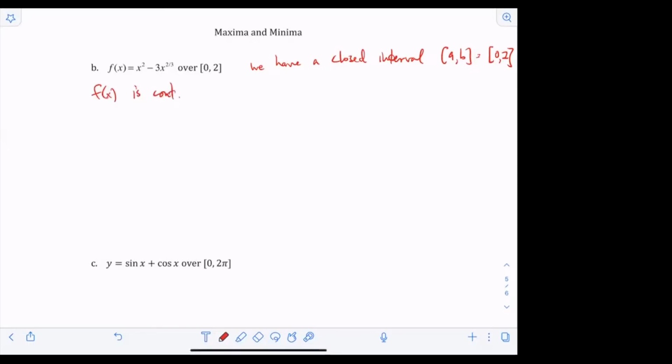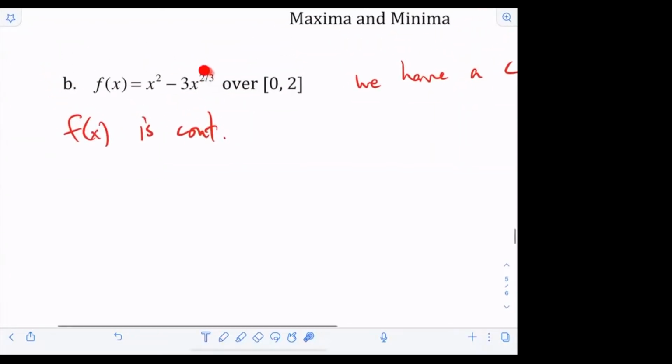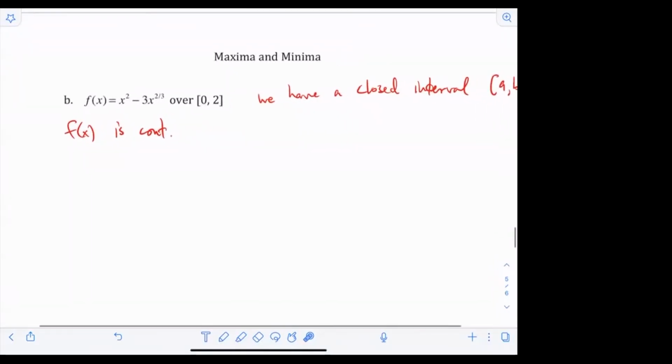Now, how do I know it's continuous? In this case, this is not a polynomial. In other words, a polynomial has integer powers. So like if this was a 3, it would be a polynomial. But this is not a 3. This is a 2/3. So this is actually some sort of a radical function or a power function. But we can still show it's continuous. Does anybody know how I could show something is continuous, even if it's not a polynomial? It's a calculus idea we can use.